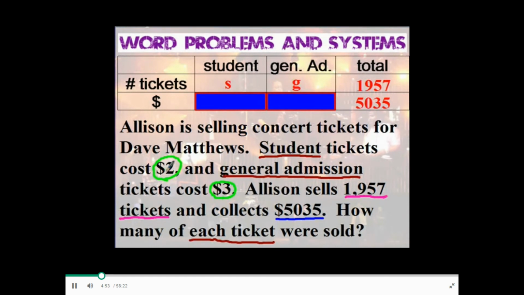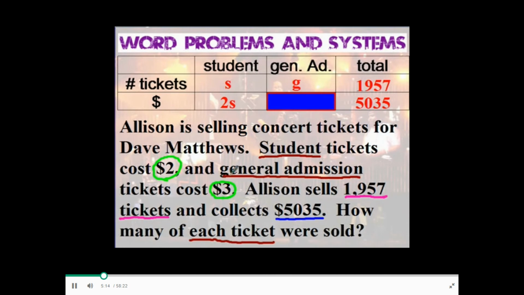Student tickets cost $2 each. So if I sold one student ticket, I would get $2. If I sold 5 student tickets, for example, that would give me $10. I know that because I would take $2 times however many student tickets I sell. So in this case, this would be 2 times S.